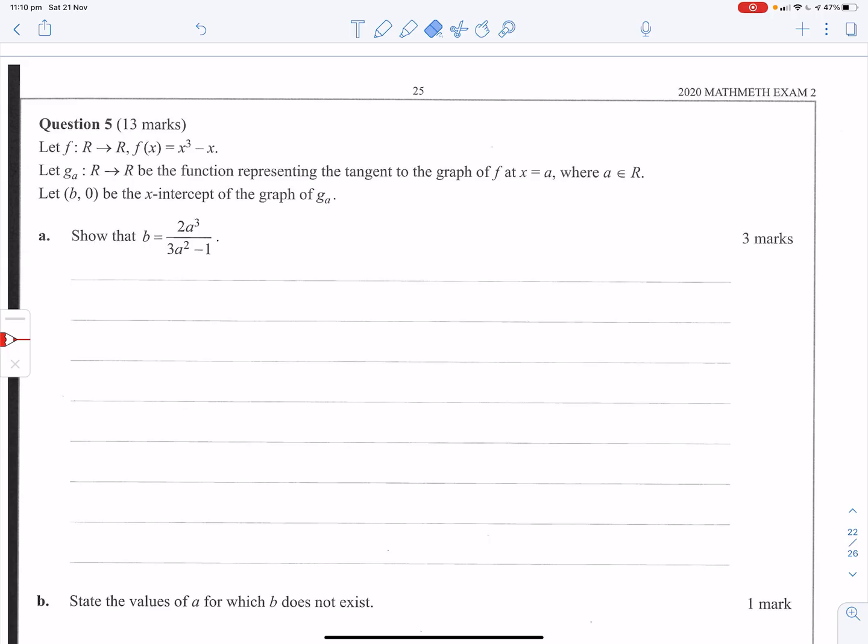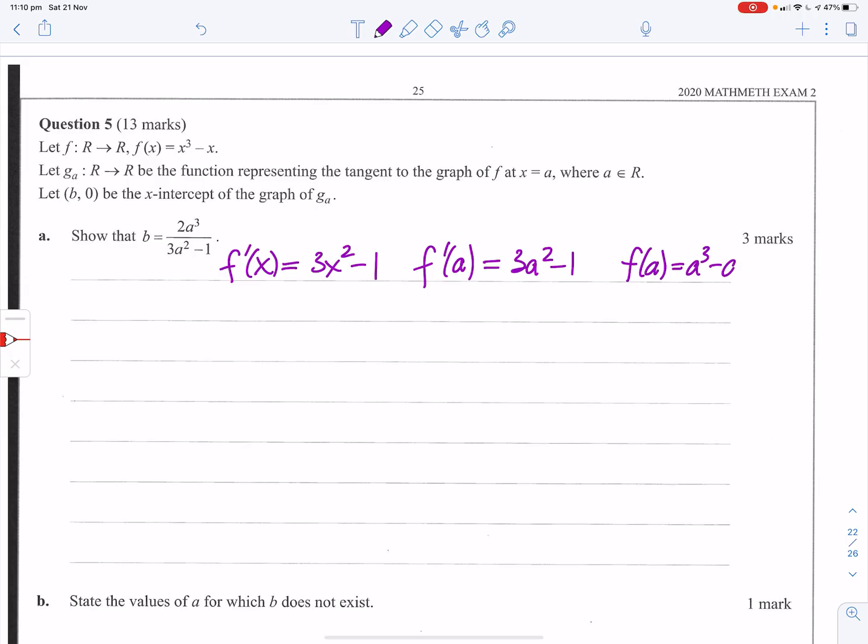So can we find the tangent on the CAS or not? What a pain. F dash of x, 3x squared minus 1. F dash of A, 3a squared minus 1. We know f of A is a cubed minus A. So the equation of the tangent, (13 marks), so this is going to be a decent question.